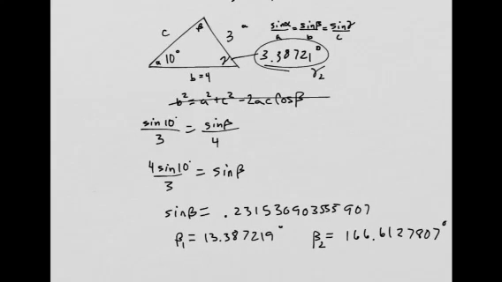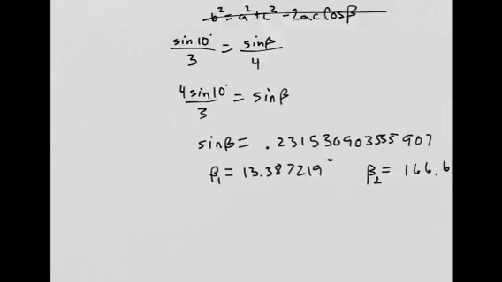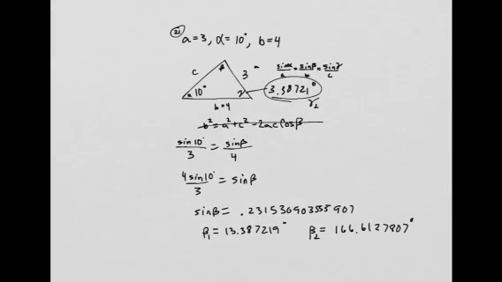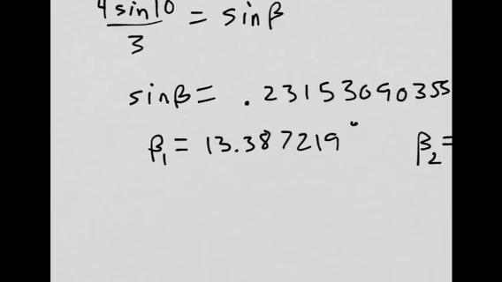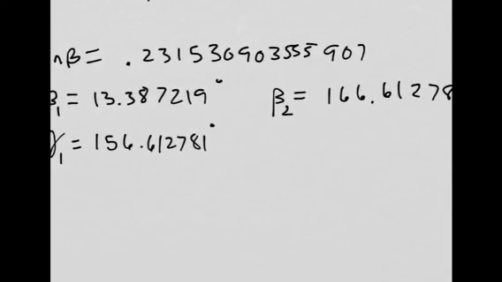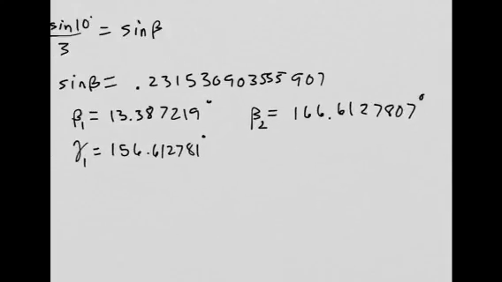Add 13 to 10 and then subtract from 180. That would be 156. So gamma 1, maybe I'll write it down here, 156 degrees if I added those up and subtracted from 180. So gamma 1 is 156.612781 degrees. I'm writing down that many decimal places because I still need to find a C value.